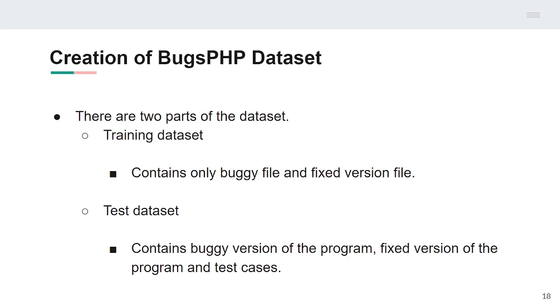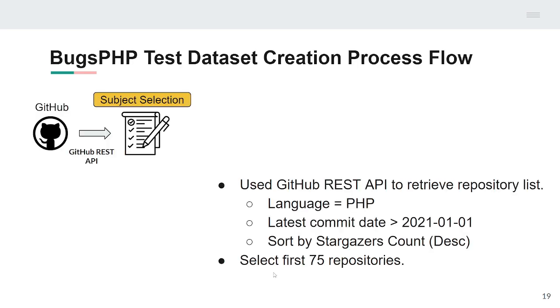This is the creation process of the BugsPHP dataset. This dataset consists of two parts, which are the training dataset and the test dataset. The training dataset contains only the buggy version file and the fixed version file. The test dataset contains the whole buggy version of the program, the fixed version of the program, and the test cases. Let's move on to the BugsPHP test dataset creation process.